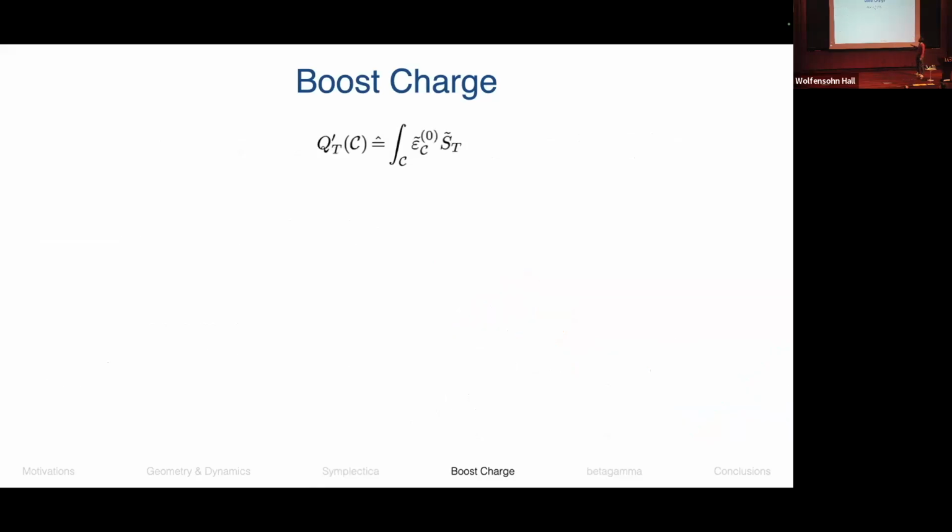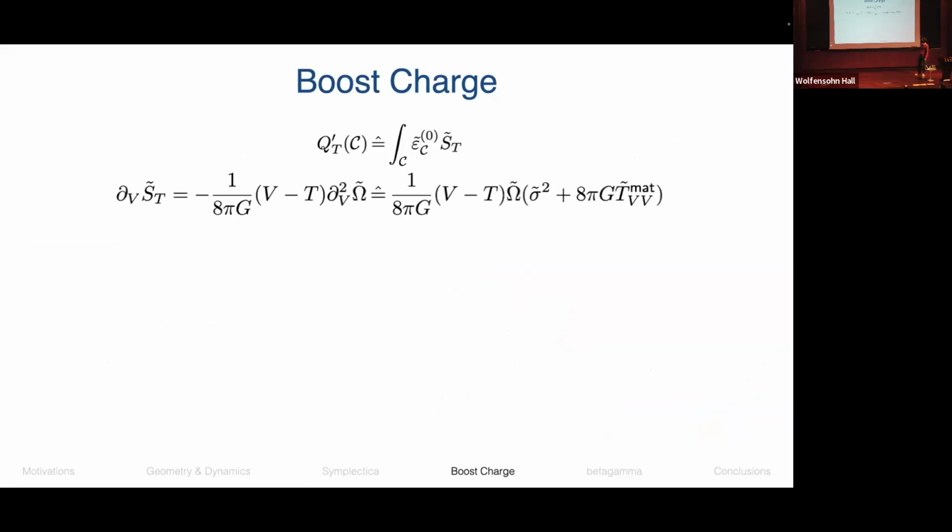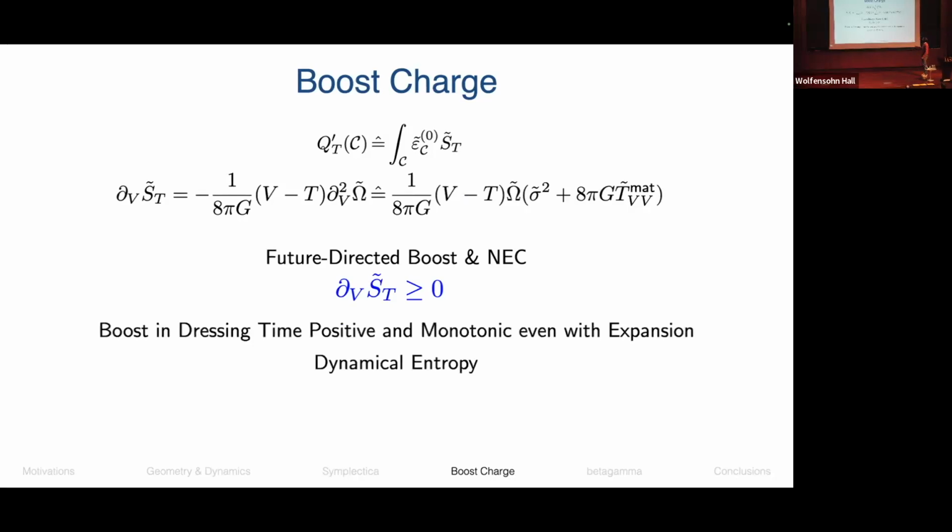Then if I consider the boost charge aspect, its integrand, and I compute its first V derivative, it's just proportional to dV squared of omega. Then I can use the Raychaudhuri equation in the dressing time frame to replace that by sigma squared plus the matter. And therefore, you immediately see that this is positive, and assuming the null energy condition, the matter term would also be positive, and therefore the boost charge on shell is just monotonic. Its first derivative is strictly positive. And this boost charge is derived from the symplectic structure. I want to insist that this result holds even when expansion is present.